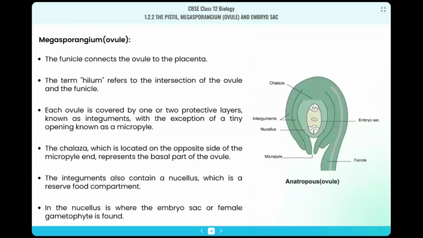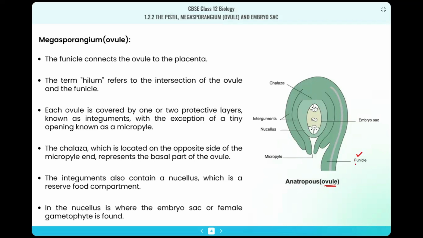Now, moving to the megasporangium. The megasporangium is also called the ovule. Here you can see in this diagram, they are representing the ovule, the megasporangium. And the first structural feature you have to notice is the funicle, which connects the ovule to the placenta. Now, the term hilum refers to the intersection of the ovule and the funicle.